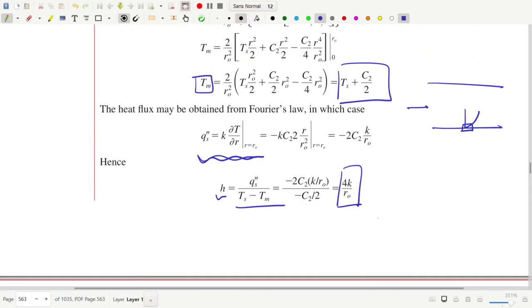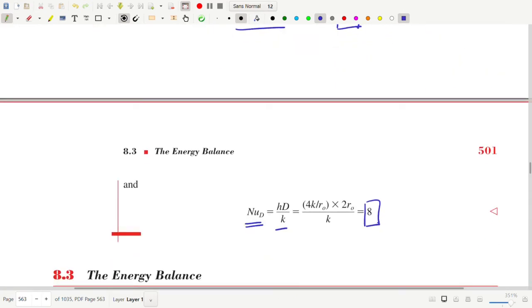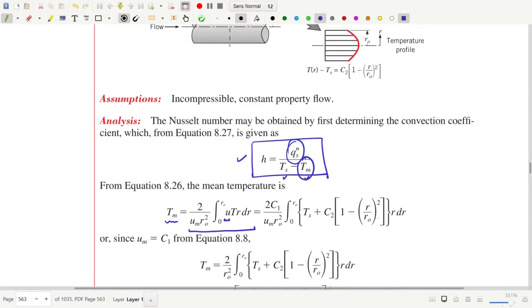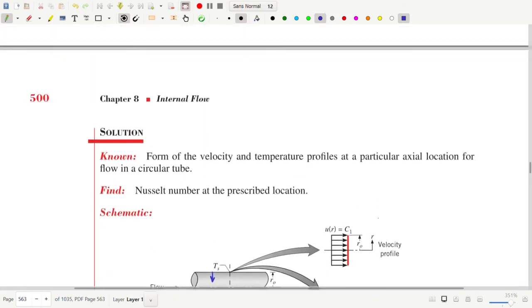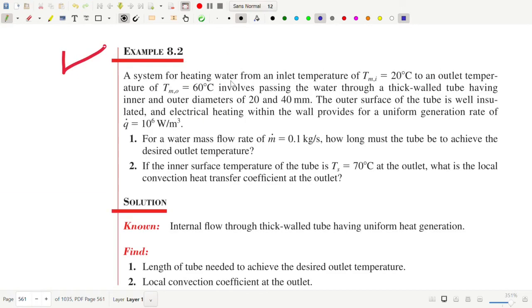Okay. So for such internal flows where the boundary layers are constrained in the fully developed region, the Nusselt number becomes a constant. In this case, this is equal to 8 for the profiles which are given to us. Okay. So that solves example number 8.1. Let's now solve example number 8.2. It talks about a more practical situation.